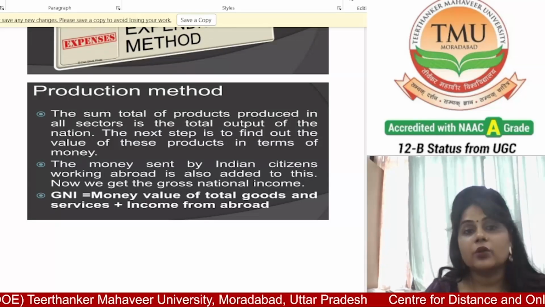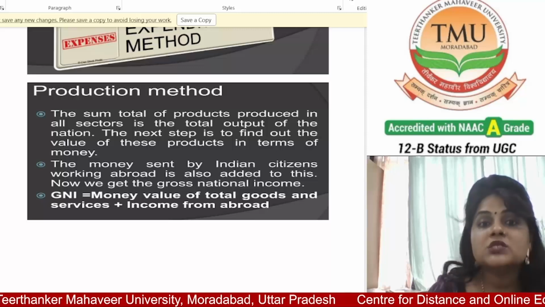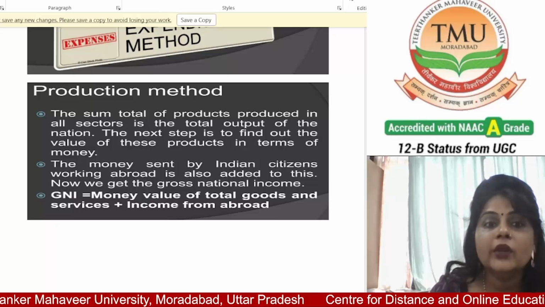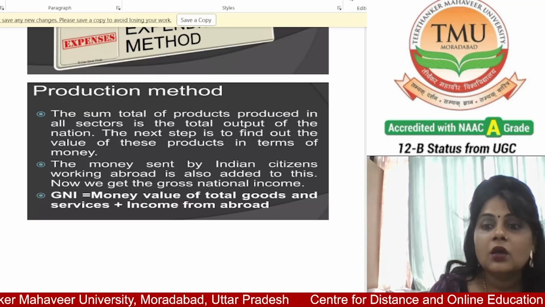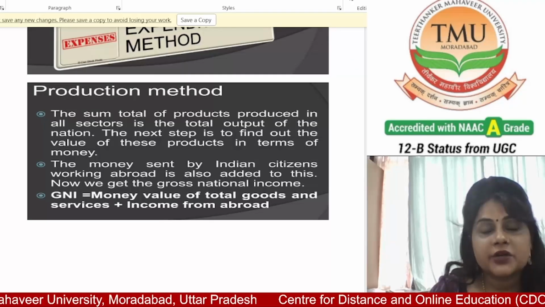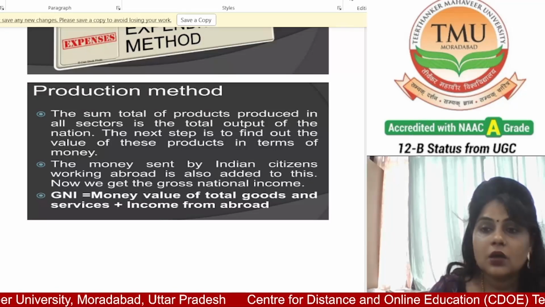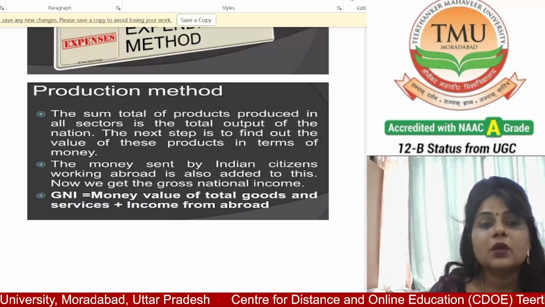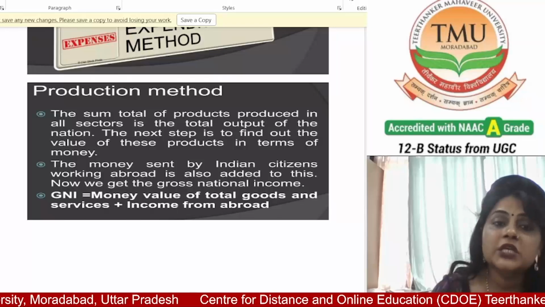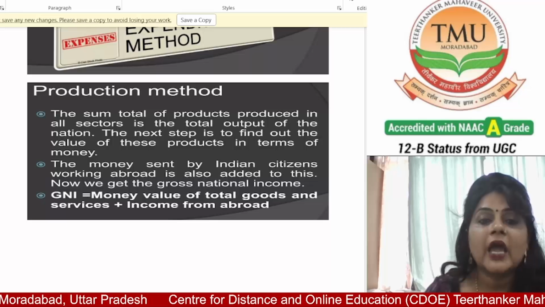Now calculate domestic income, NDP, net domestic product at factor cost. For the calculation of domestic income, the value of depreciation and net indirect tax is subtracted from the gross domestic product at market price. Net domestic product at factor cost is equal to GDP at market price minus depreciation minus net indirect taxes.